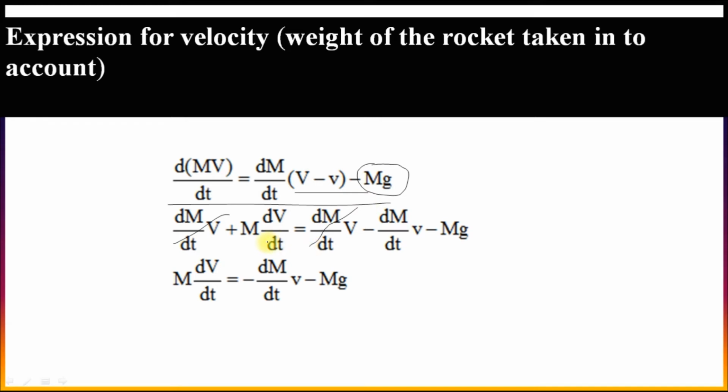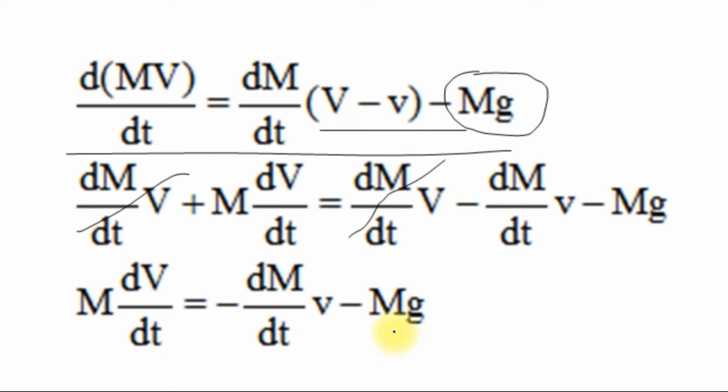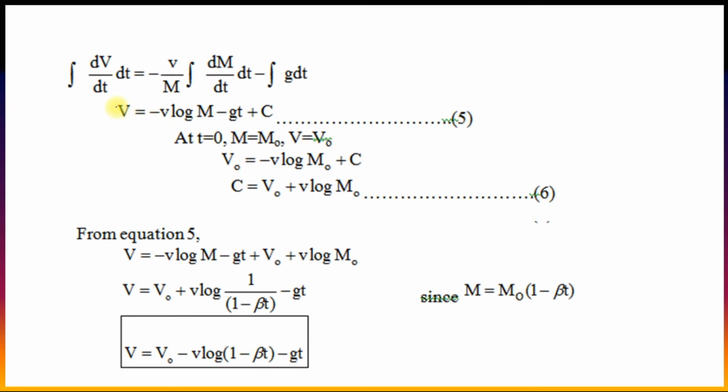on both the right and left hand side, we will get m into dv by dt is equal to minus dm by dt into v minus mg. So this is the force due to the acceleration due to gravity. On rearranging the terms, we will get dv by dt into dt is equal to minus v by m into dm by dt into dt minus integral of g dt.